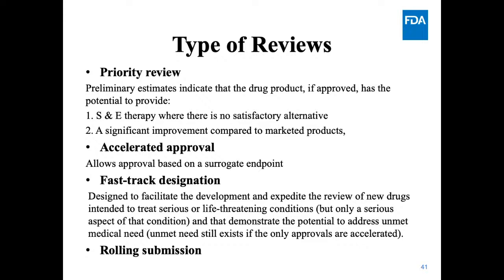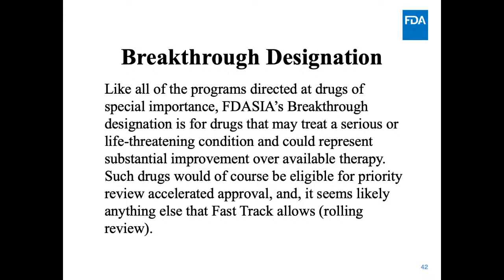The types of review are priority review, accelerated approval, fast track designation, and rolling submission. Priority reviews are for drug products that, if approved, have potential for significant improvement: therapy where there is no satisfactory alternative, a significant improvement compared to a marketed product, and approval allowed based on surrogate endpoints. Then breakthrough designation, among the programs directed at drugs of special importance. FDA breakthrough designation is for drugs that may treat serious or life-threatening conditions and could represent substantial improvements over the available therapy.